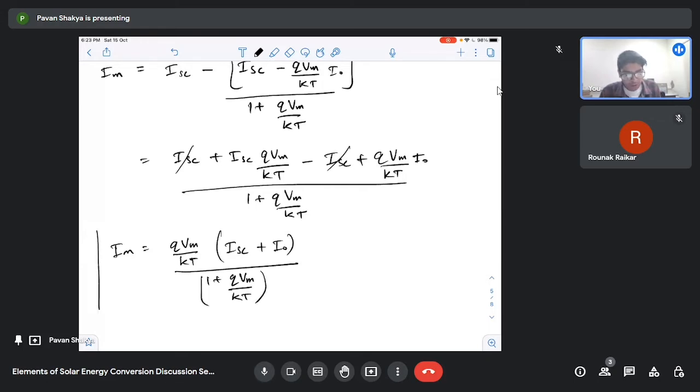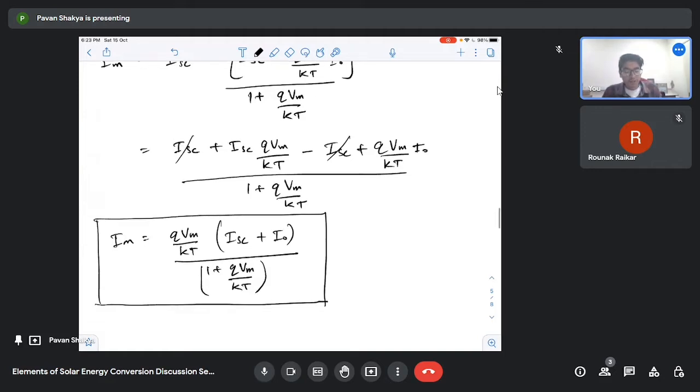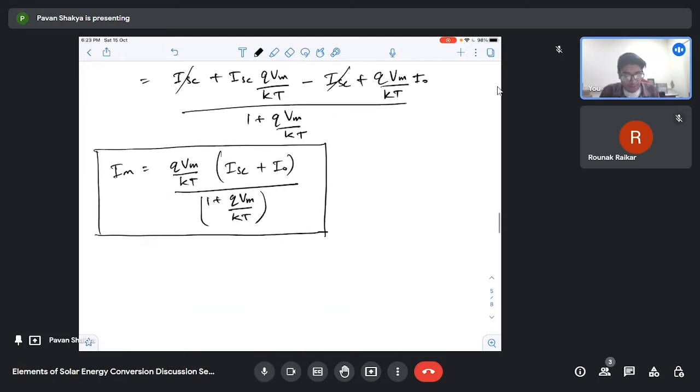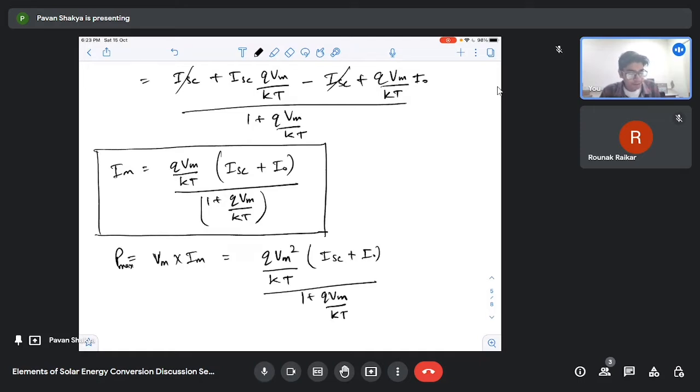Okay, so this is the formula for the maximum value of the current at which we will get the maximum value of the power. Okay, so if we put these values for the maximum power that we have written as Vm multiplied by Im, then if you solve, this value will be equal to QVm square by KT times ISC plus I naught, divided by 1 plus QVm divided by KT.